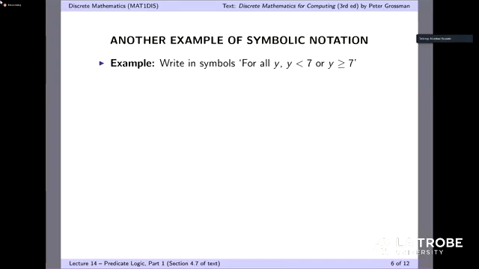Another example. Write in symbols: for all y, y is less than 7 or y is greater than or equal to 7. Now, can you write this down using symbols, please? And then I will write it down in a few possible ways. Remember, for all is the upside down A. And then there are two expressions, y less than 7 or y greater than or equal to 7.